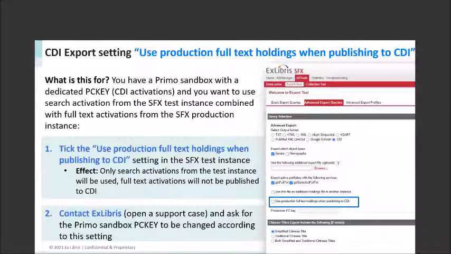And then in the SFX test instance, you'll need to tick the option use production full text holdings when publishing to CDI, and you need to then give the production PC key information. That will make sure that CDI can, instead of using the full text activations from the test, use the activations from the production environment, the SFX local or the production SFX instance. If you want to use this option, you have to contact Ex Libris, open a support case, and ask for the Primo Sandbox PC key to be changed, because something needs to be done on our side, in our system, in order for this to work.